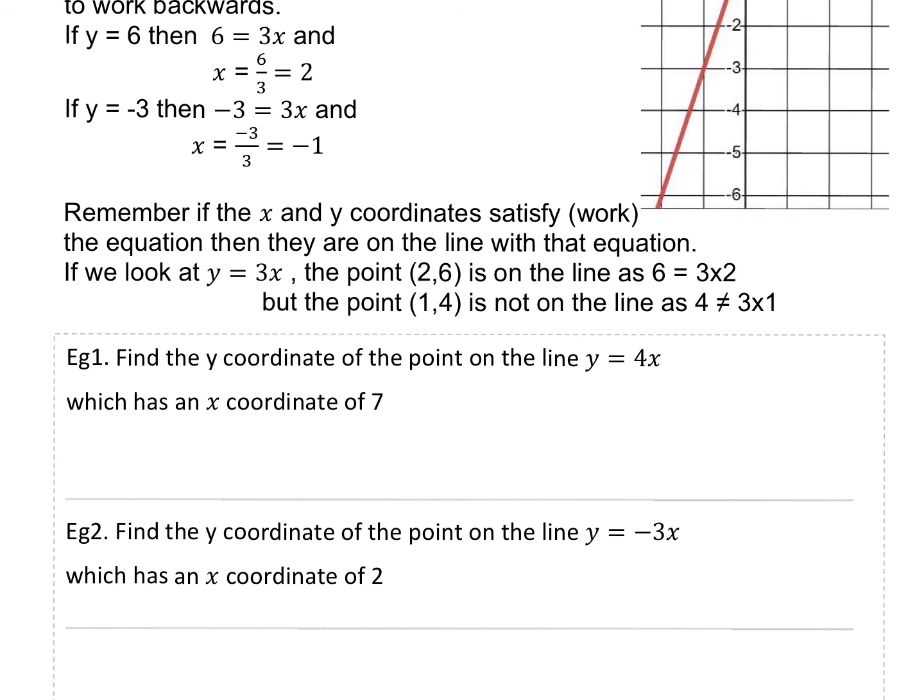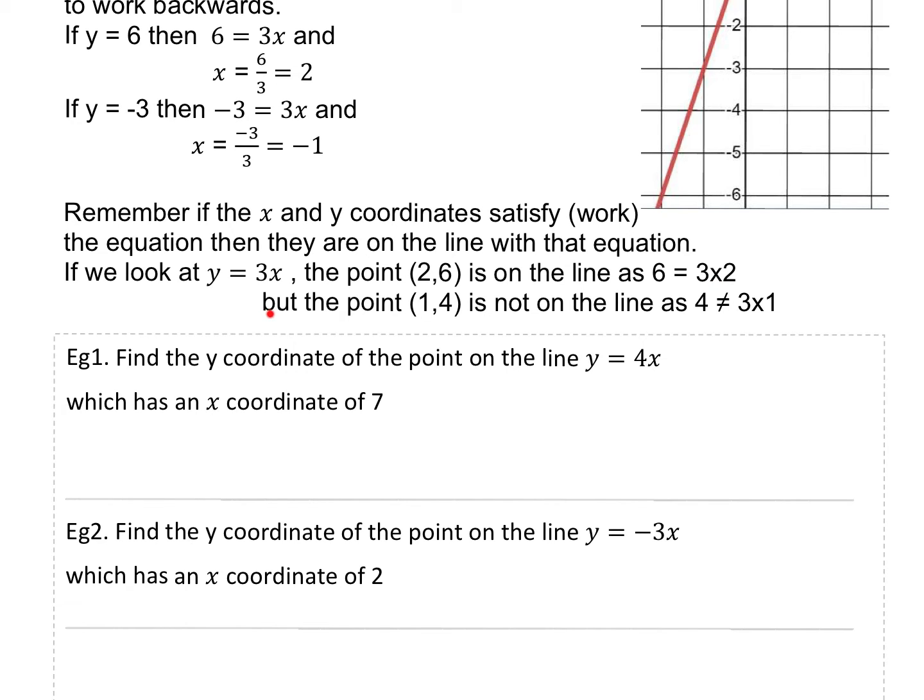Remember, if the x and y coordinates satisfy the equation or work in the equation, then they are on the line with that equation. So if we look at y equals 3x, the point (2, 6) is on that line because it satisfies the equation. We can put in 6 for the y value, and then 3 is already there, and then times 2, 2 being the x value. So y, 6, equals 3 times x, 3 times 2. That is correct. 6 is equal to 6.